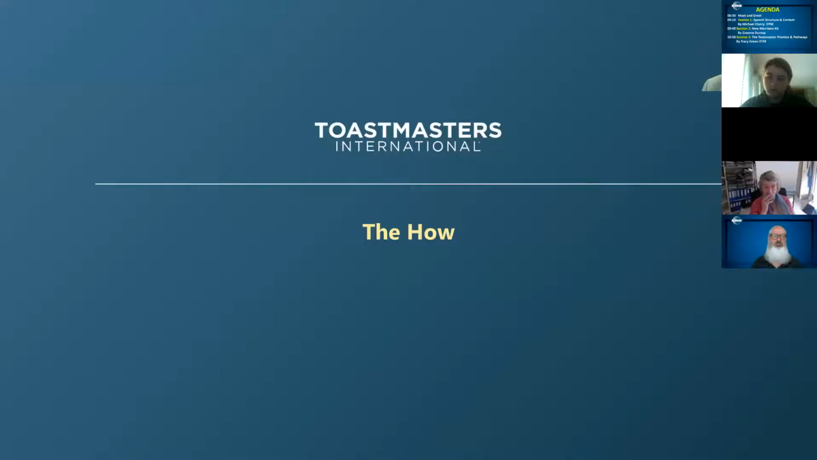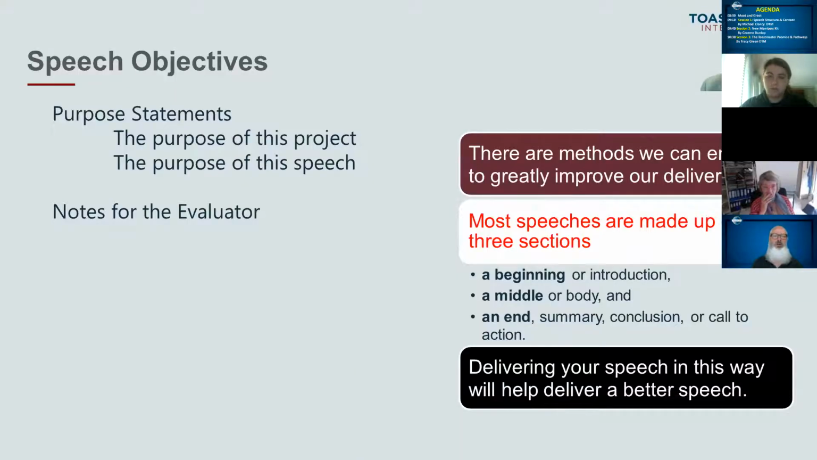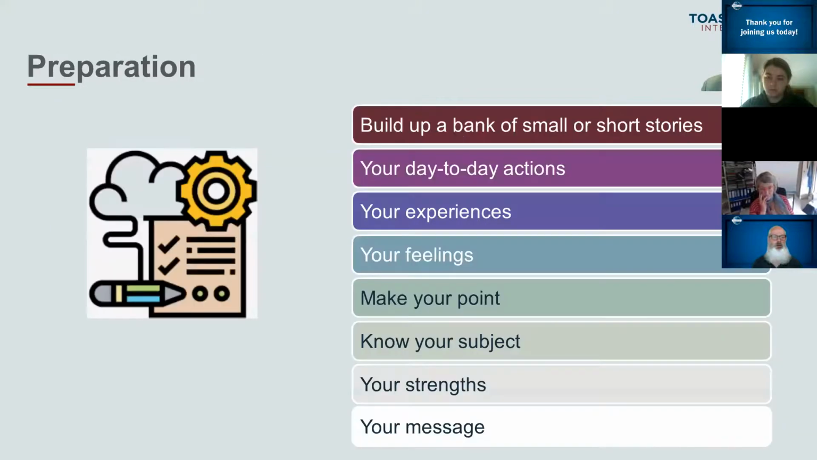So how are we going to do this? Always look at the purpose statement of the speech, and you'll find that that will guide you in what you need to deliver. There are many methods we can use, but most speeches are made up of 3 simple sections: a beginning, an introduction, a body, the middle of your speech, and the end, which is a summary, a call to arms, or a conclusion. Using those 3 simple things makes it very easy to develop a speech, a better speech.